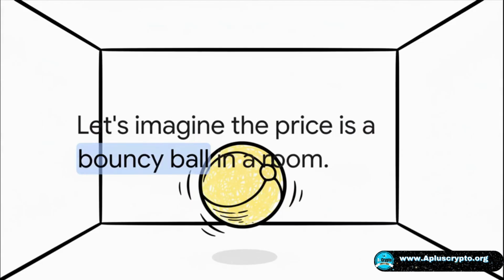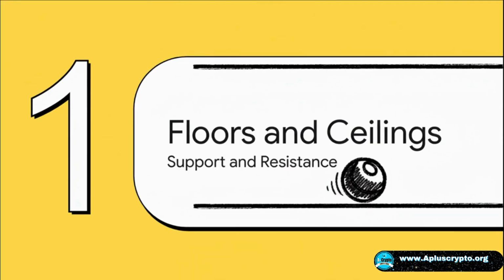Okay, to make this super simple, I want you to just picture something. Forget about charts and trading for just 1 second. All you need to imagine is a bouncy ball bouncing around inside a room. This one simple idea is going to unlock everything for us. So in our room, that bouncy ball is going to hit two main things, right? The floor below it and the ceiling above it. And honestly, that's pretty much the whole secret. In the world of trading, we just give them fancy names. The floor is called support, and the ceiling is called resistance.